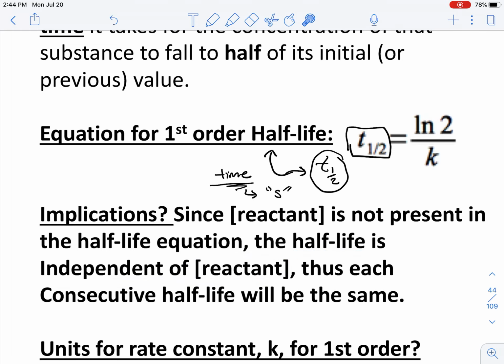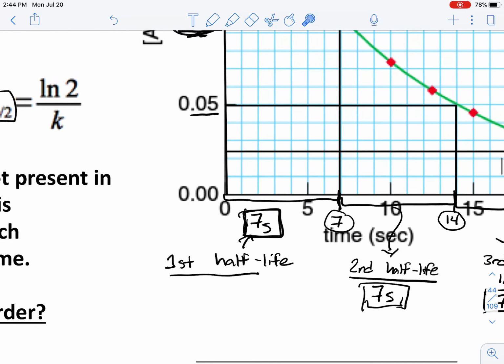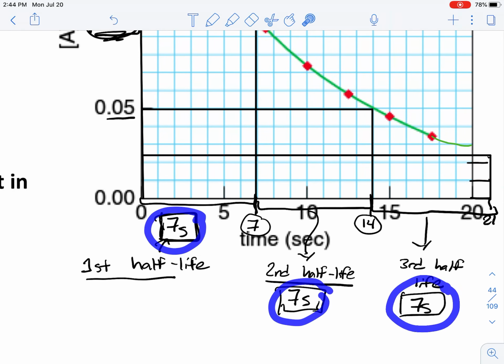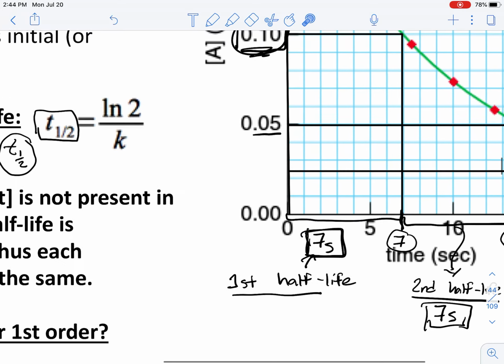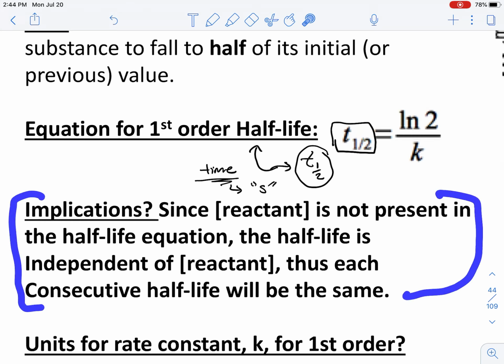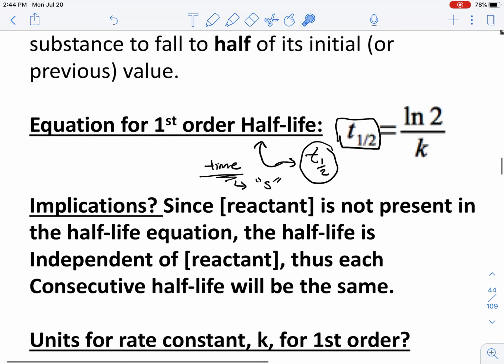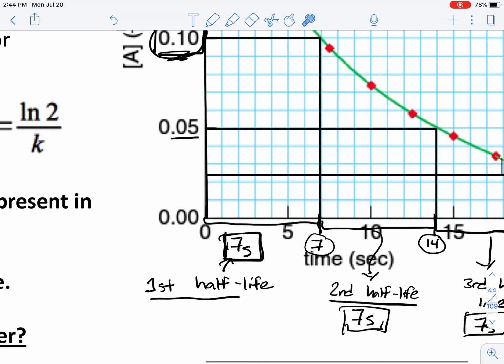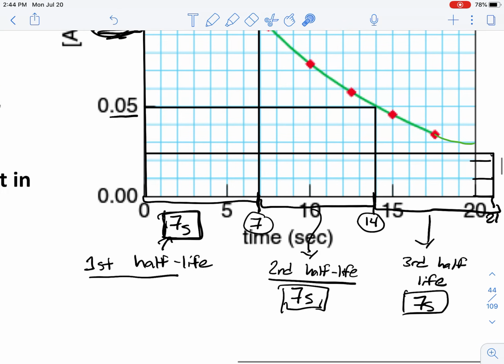And so this is the reason why all consecutive half-lives will be the same. In other words, here we have 7 seconds for the first half-life, 7 seconds for the second half-life, and 7 seconds for the third half-life. Okay? And so right now, this implication might not mean anything to you guys, but when we start talking about second order and zero order half-lives, you'll see how the dependency on the reactant will change the time it takes for the concentration to reach half of its value, in addition to the consecutive half-lives.